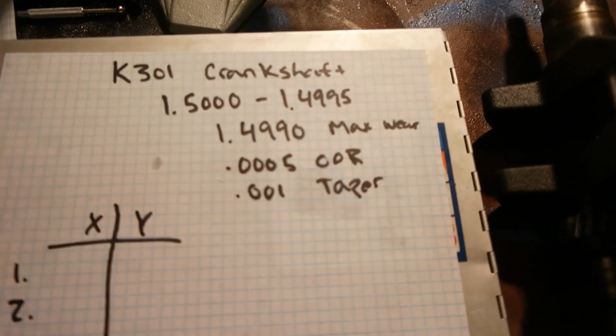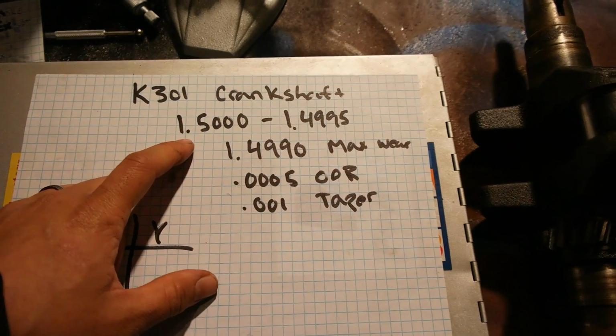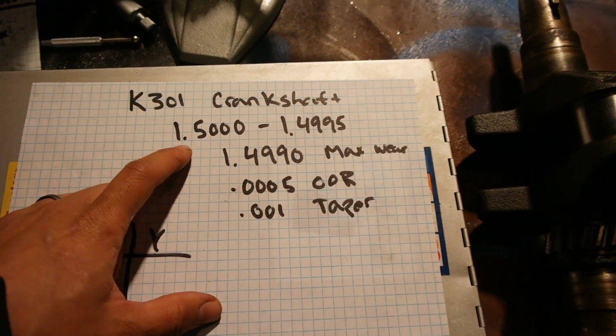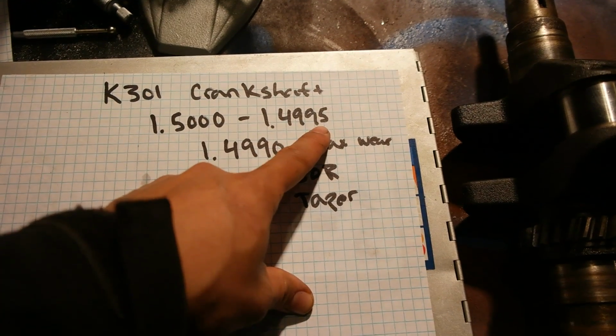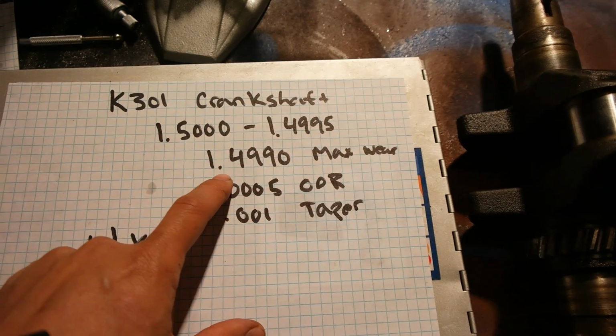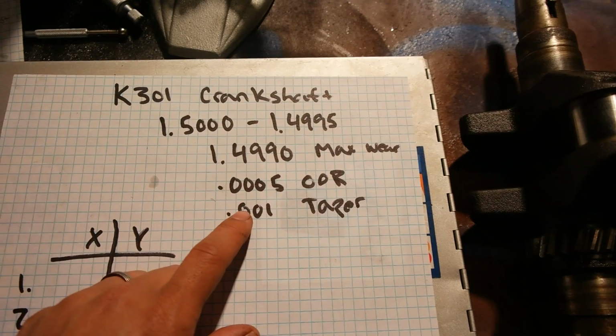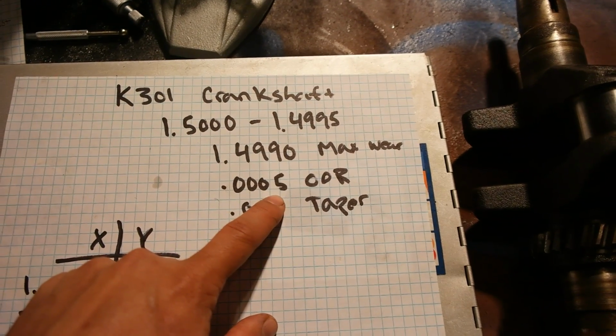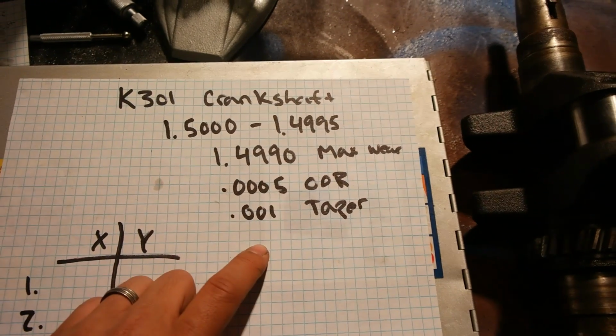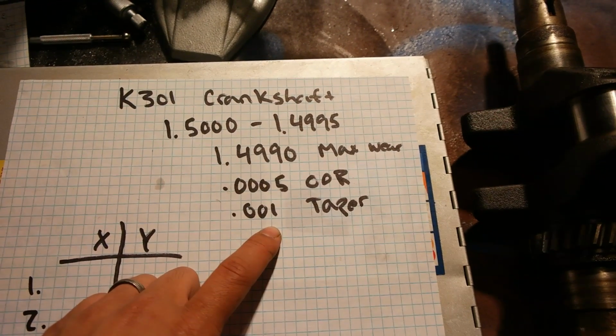Here are the dimensions for a brand new Kohler K301 crankshaft. It should be between 1.5000 and 1.4995 inches. The max wear limit is 1.4990. The maximum out of round is 0.0005, which is half a thousandth of an inch. And then the max taper is 1/1000th of an inch.